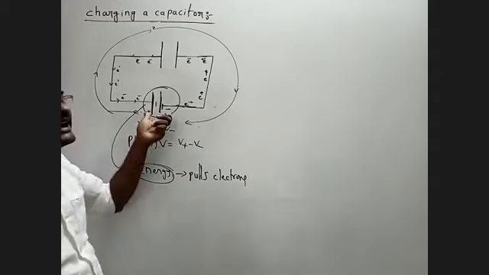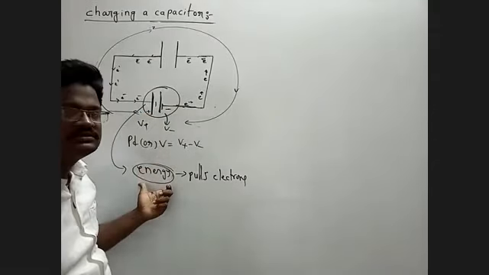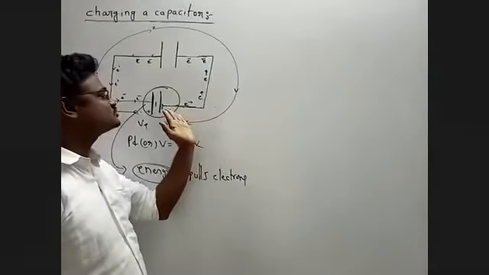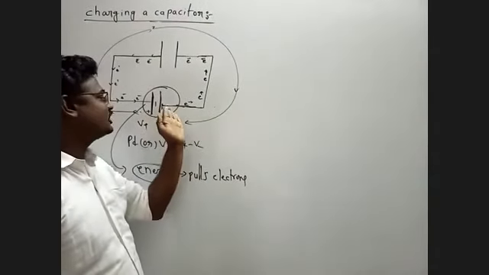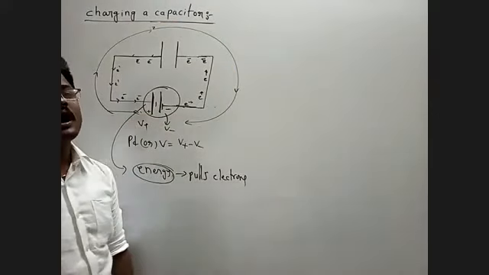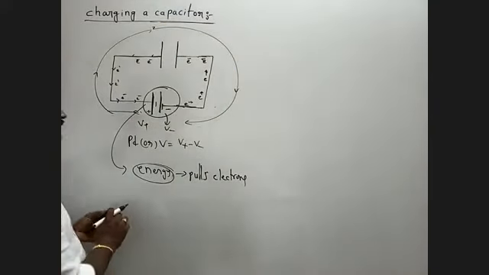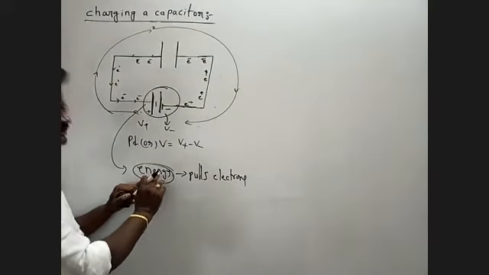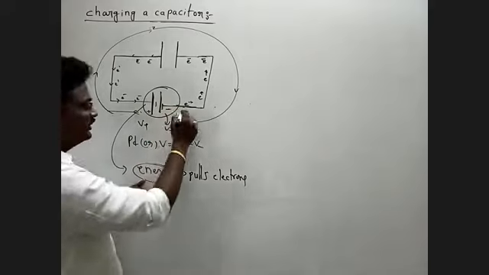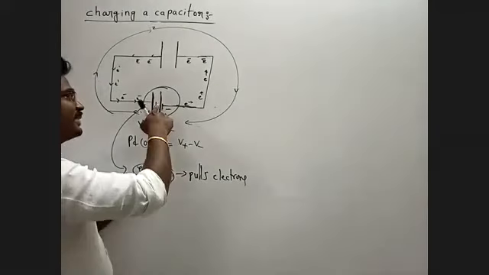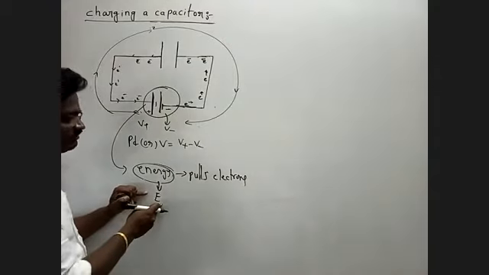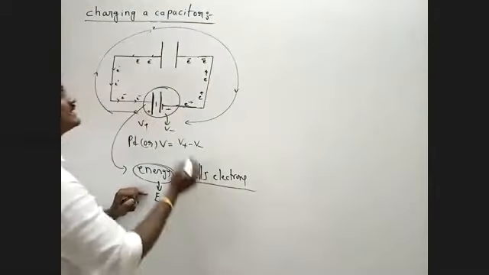So the battery, having energy, pushes the electrons from lower potential to higher potential. Next, this energy means electric field only. So a battery having energy is nothing but an electric field. The electric field pushes the electrons.